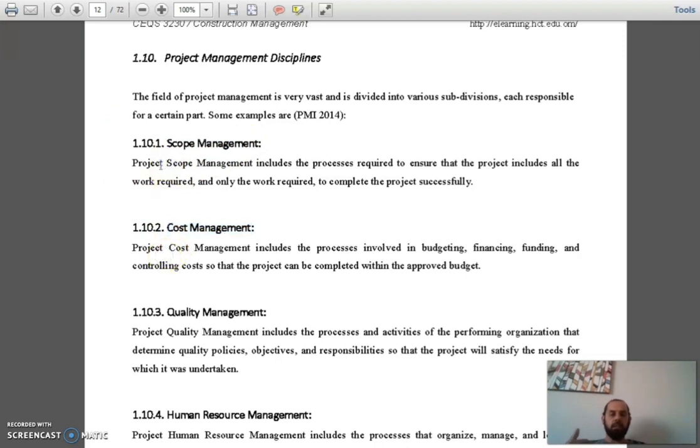But in this class here, in our course here, we are taking the whole construction management as a whole. So we are minimizing or shrinking the information that you require. Otherwise, project management is a vast knowledge area, a vast science. Okay, so scope management, project scope management, includes all the processes required to ensure that the project includes all the work required and only the work required to complete the project successfully.